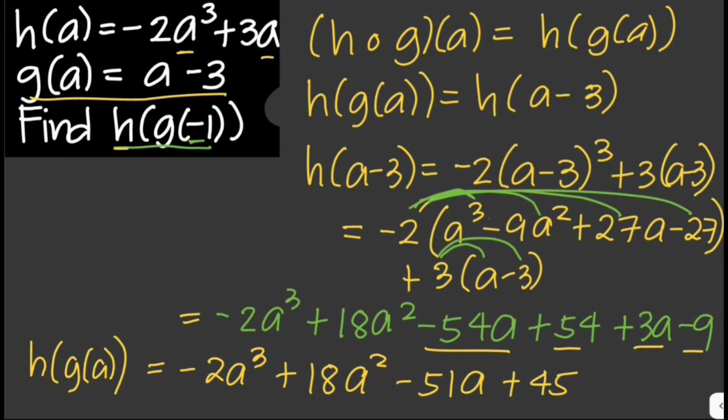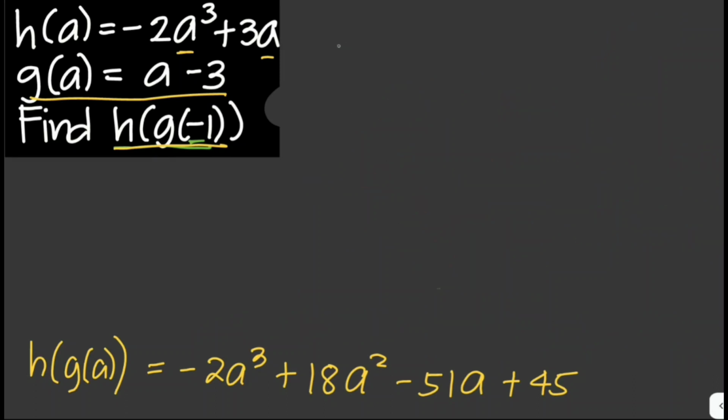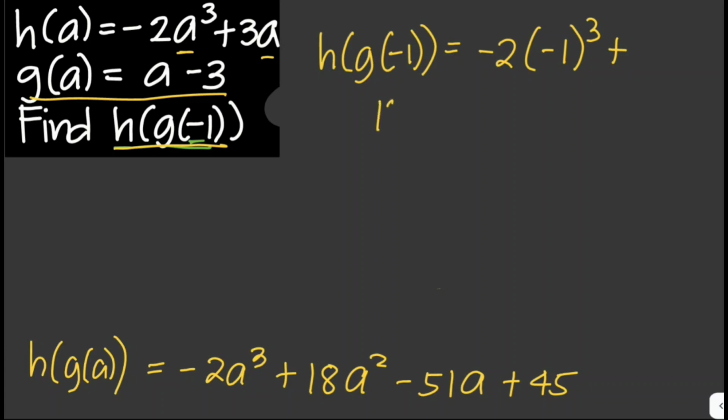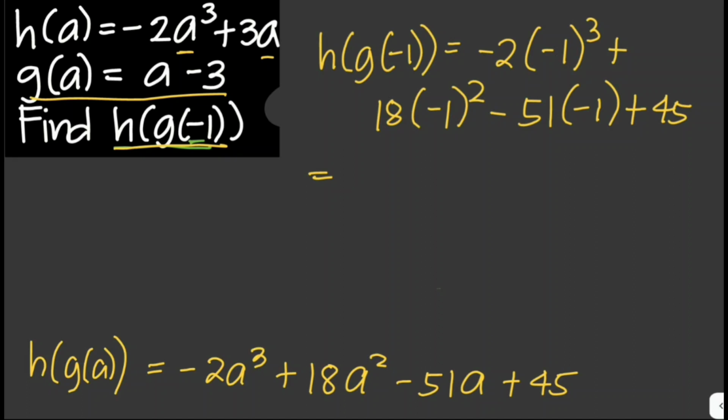And now we can solve for h of g of negative 1. We just replace the value of a with negative 1. So h of g of negative 1 is just negative 2 times negative 1 cubed plus 18 times negative 1 squared minus 51 times negative 1 plus 45. And then negative 1 cubed is just negative 1.